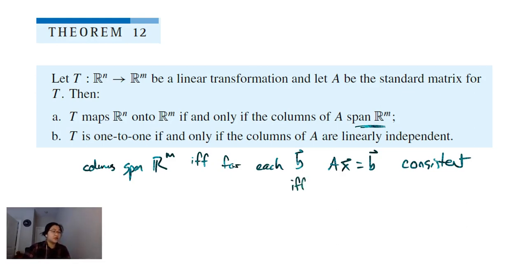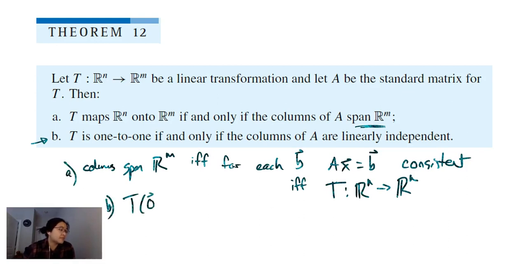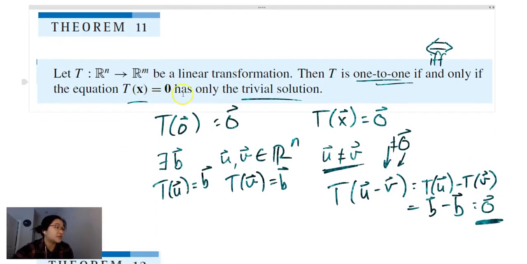And that's if and only if we have our transformation that takes Rn to Rm. And we have T is 1 to 1 if and only if the columns of A are linearly independent. So, meaning, well, what does linearly independent mean? T of x gives us 0, and A times x equals 0. Those are the same except for notation, right? So thinking back to what we had before, T of x equals 0 having only the trivial solution is if and only if T is 1 to 1.